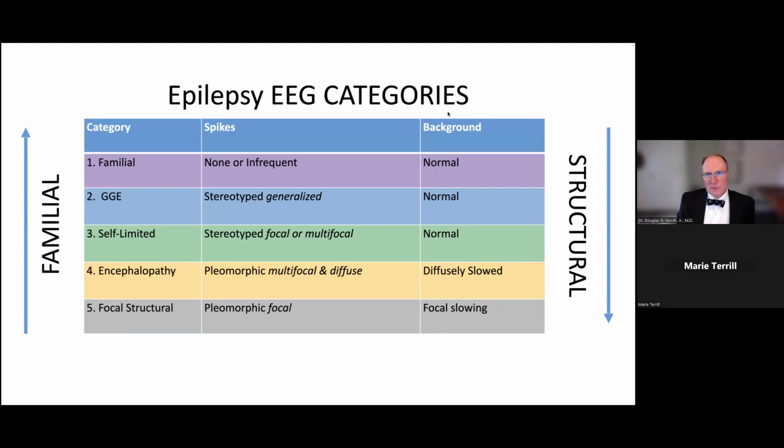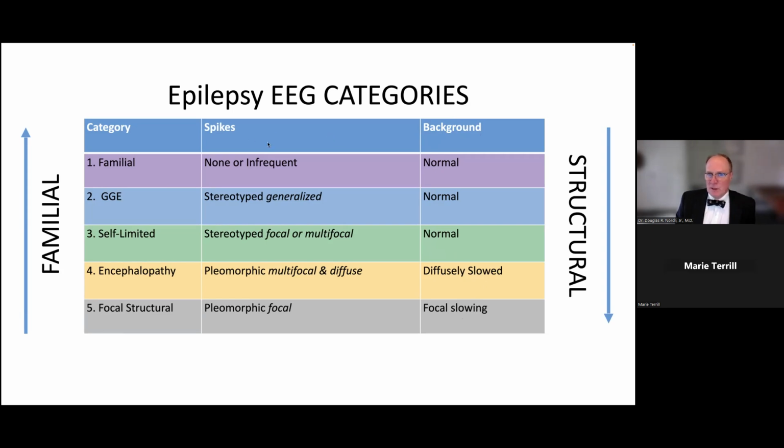So how do we organize them? Let's start with the background. The background is critically important. The background is going to be normal in the first 3 and show slowing in the last 2. In the case of the 4th one, it's diffuse slowing. In the case of the 5th one, it's focal.